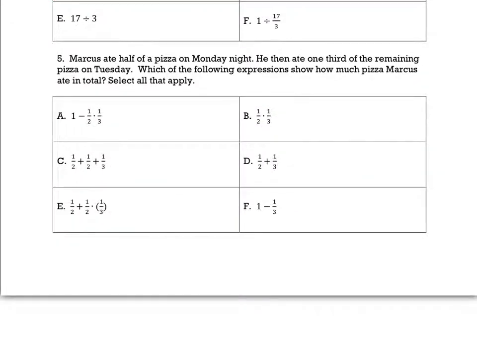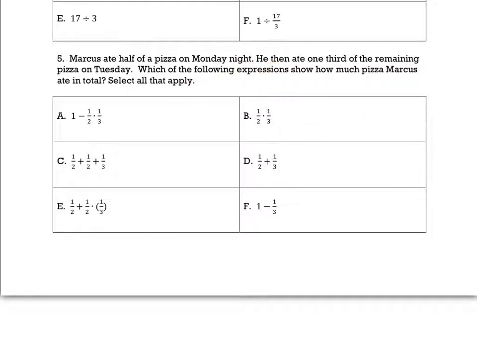Okay, now this is a fun one. Marcus ate half of a pizza on Monday night. He then ate 1/3 of the remaining pizza on Tuesday. Which of the following expressions show how much pizza Marcus ate in total? Select all that apply. Okay, you know you are really good at this part by now. That means you have to calculate each one of them and find the correct answer. But we still have to look at the question.